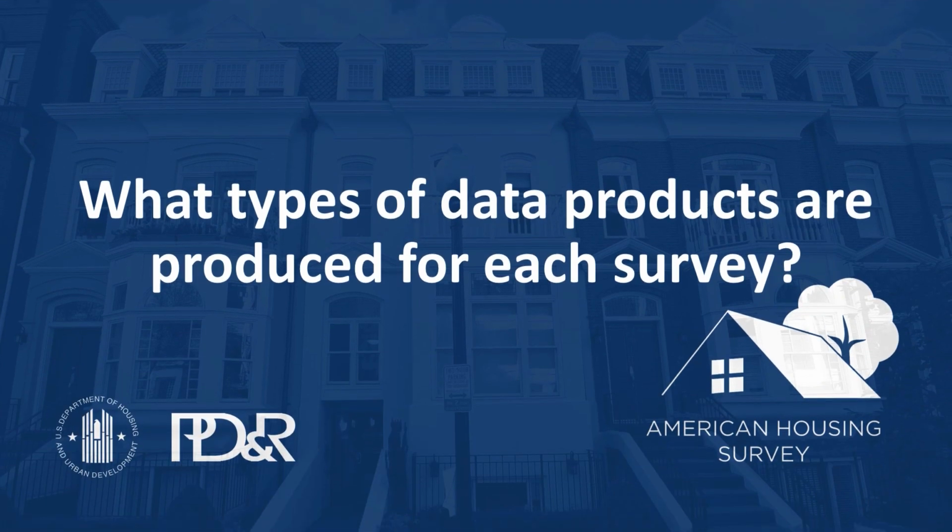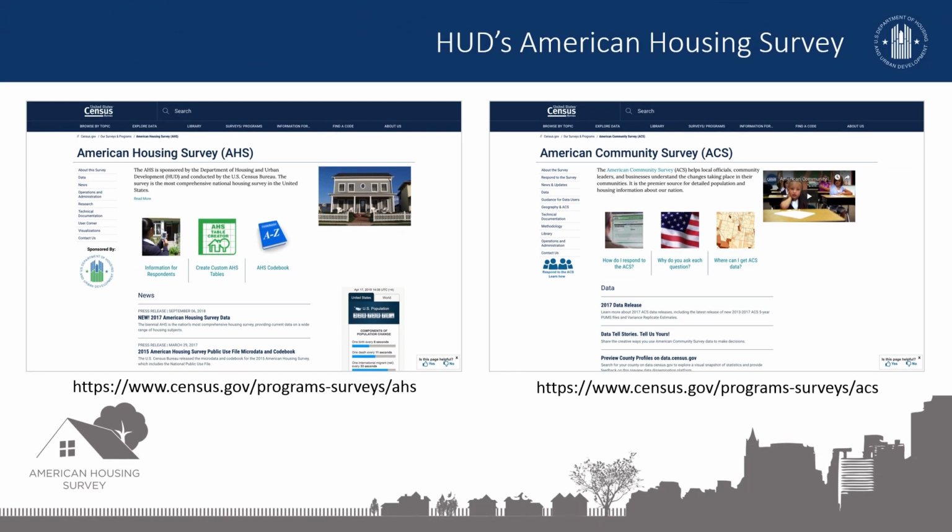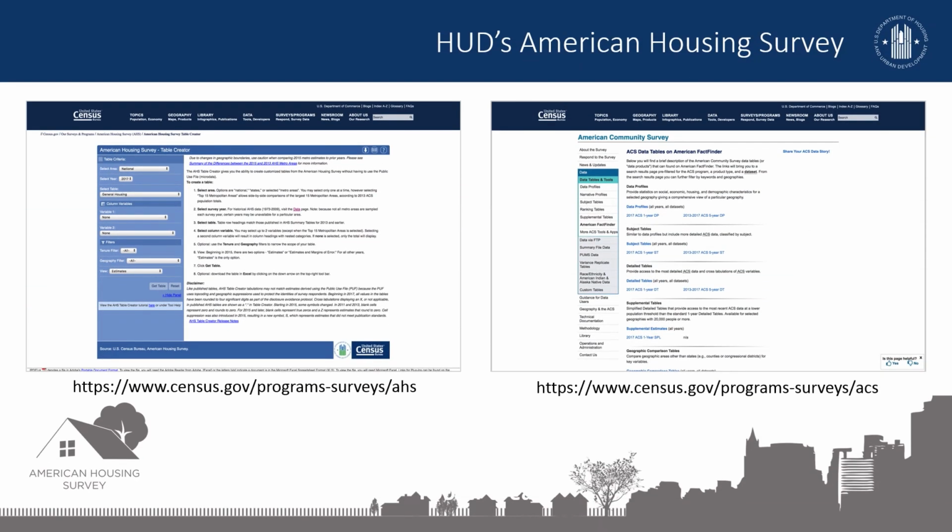Another helpful way to compare the AHS and the ACS is by the types of data products that are available to help you access the results and use the data in your work. Let's compare the two surveys. The ACS and AHS both have web pages on census.gov with a wealth of information about each survey. Summary table estimates and microdata are the two main data products for both surveys. Both surveys have summary data tools to help you access your summary tables quickly and easily.